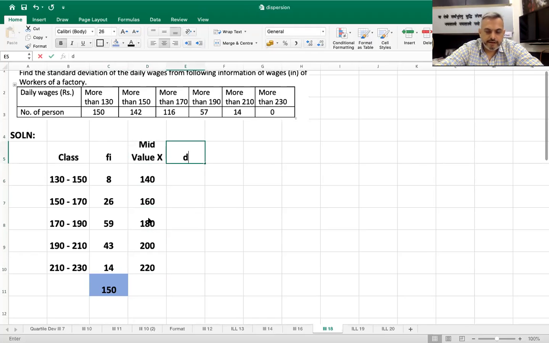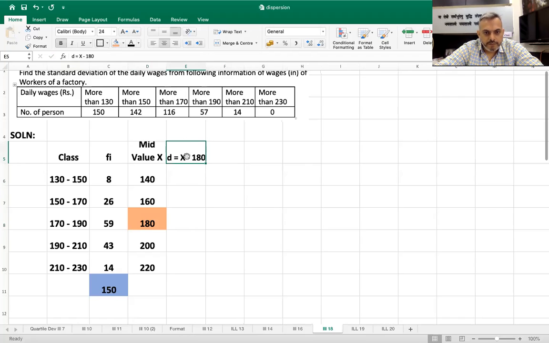Now d is equal to x minus a. So what should we take as the assumed mean? Assuming we take 180 as the assumed mean, let me highlight it. So 180 is the assumed mean. So d is equal to x minus 180, upon c. I'll use a marker pen, that would be easier.